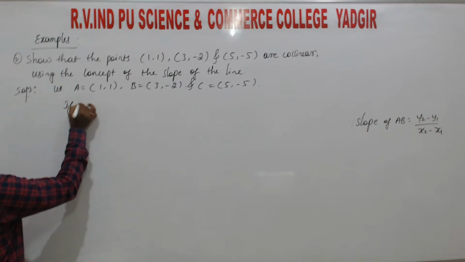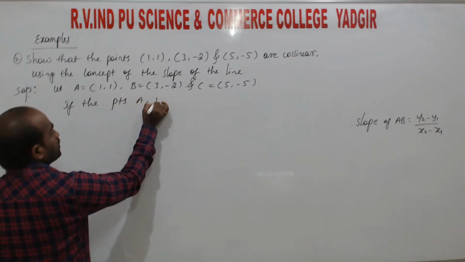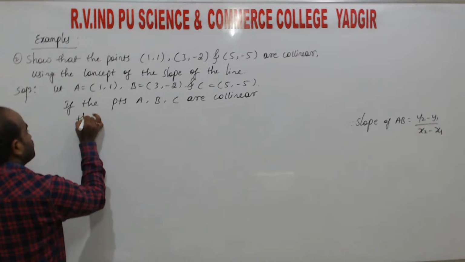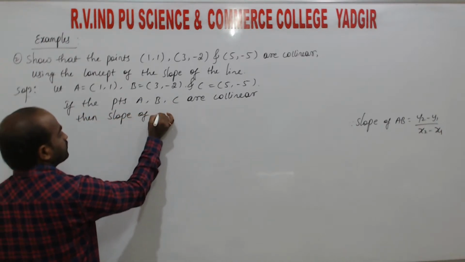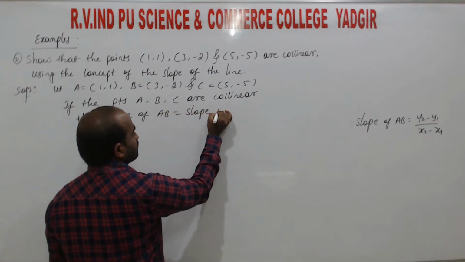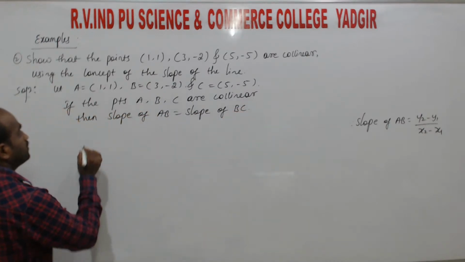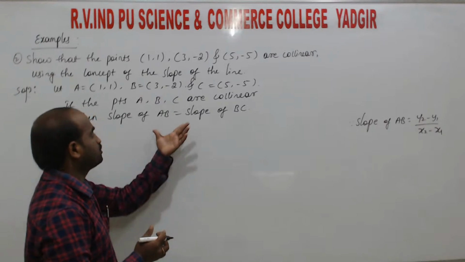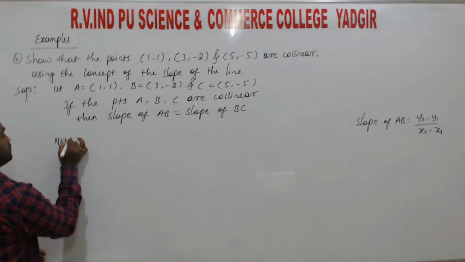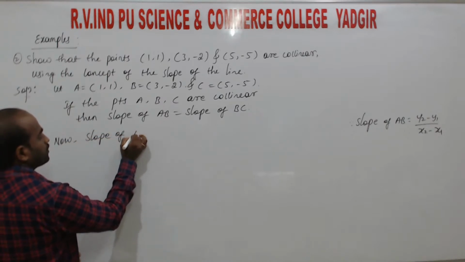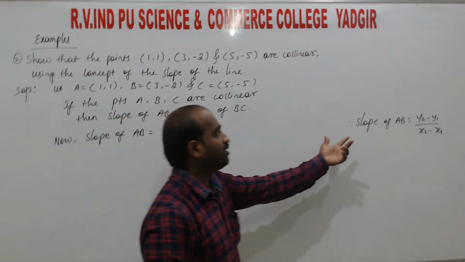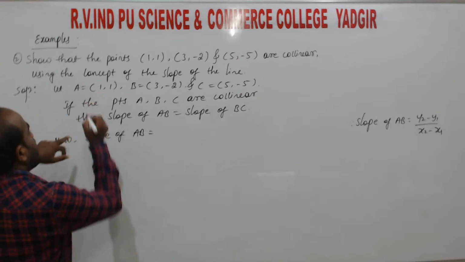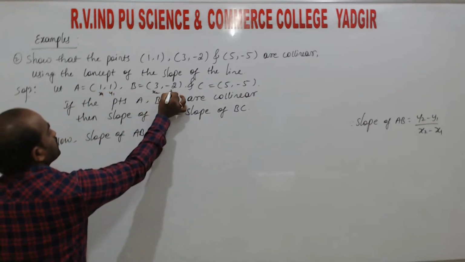If the points A, B, C are collinear, then it means slope of AB equal to slope of BC. Now we have to prove this. You know this condition. Now find the slope of AB. You know this formula: slope of AB is (y2 minus y1) divided by (x2 minus x1). A point is x1, y1 and B point is x2, y2.